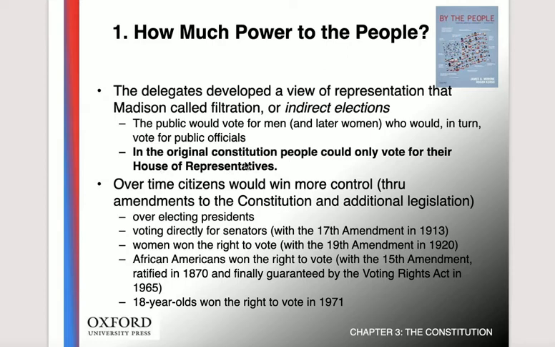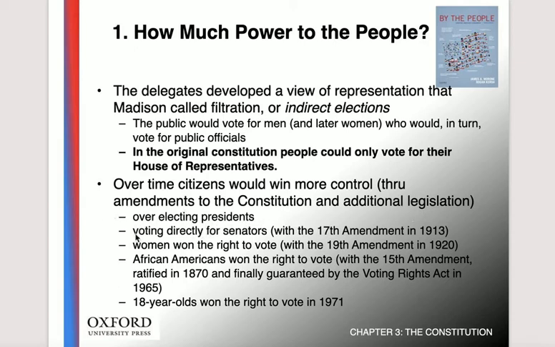So this is something in bold. So this means it'll be on the exam. In the original Constitution, people were given the right to vote only for their House of Representatives. So please remember that. We were only given the right to vote for the House of Representatives. Then the House of Representatives voted for their senators, and both together, the Senate and the House, voted for the president. But over time, citizens won more control through the amendments of the Constitution.